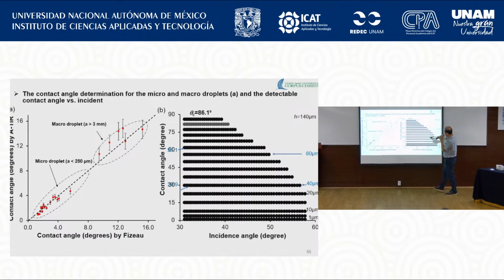This one shows the contact angle determination depending on the incidence angles for different droplet heights. These are the simulations, but this one shows the ATR can measure droplets up to almost 90 degrees.